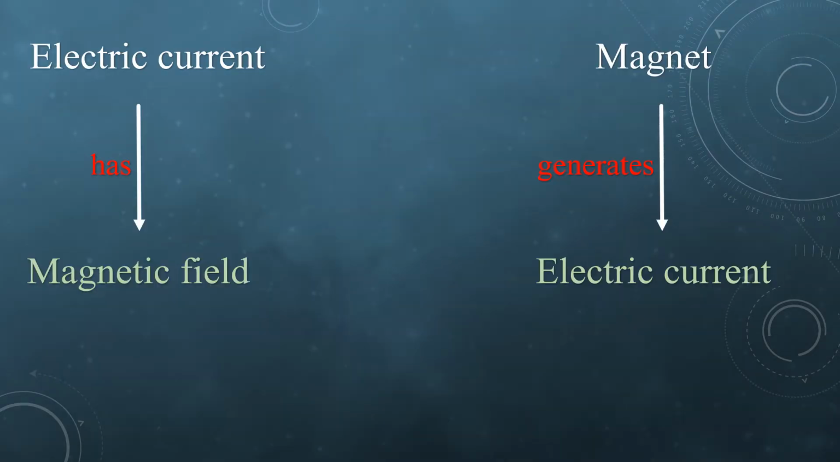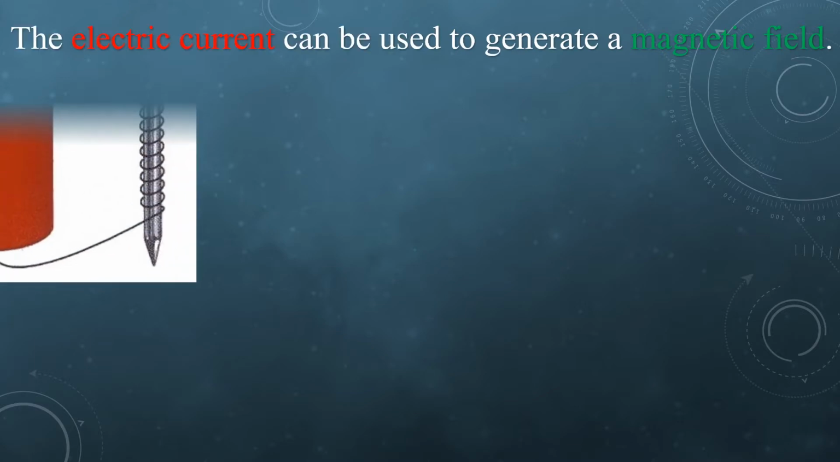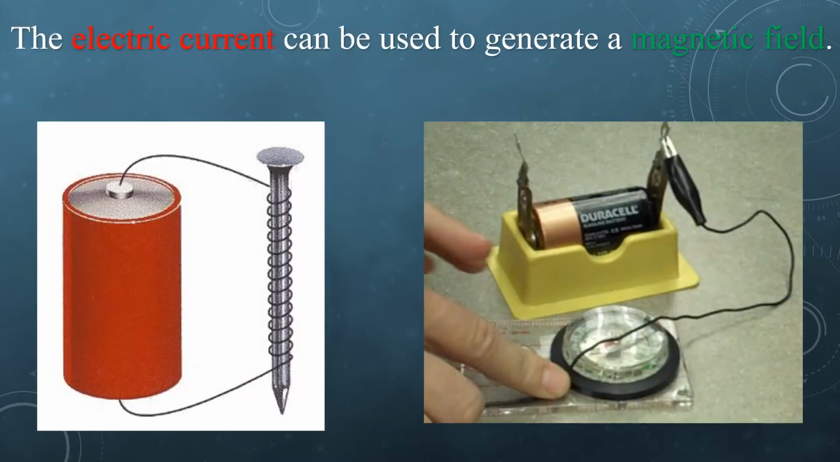So during this lesson, we are going to prove together that electric current has a magnetic field and the magnet generates electric current. Okay, if you get two electric wires and connect them to a battery and connect them to a compass, you will observe that the compass needle will move or deflect. Do you remember what's meant by deflect? Yes, deflect means moves.